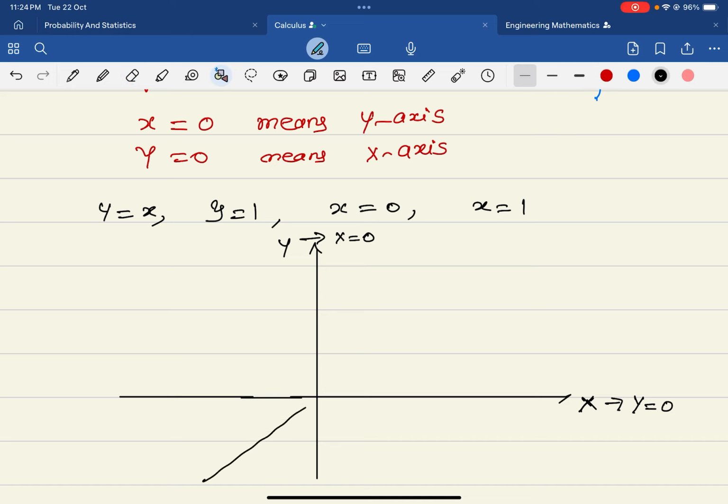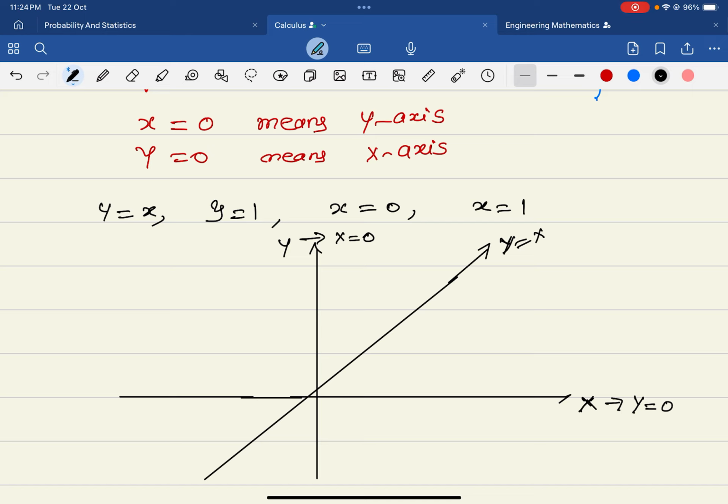The line should pass through the origin. So this is the line y is equal to x, right? Now let us draw the other lines. What are the other lines here?